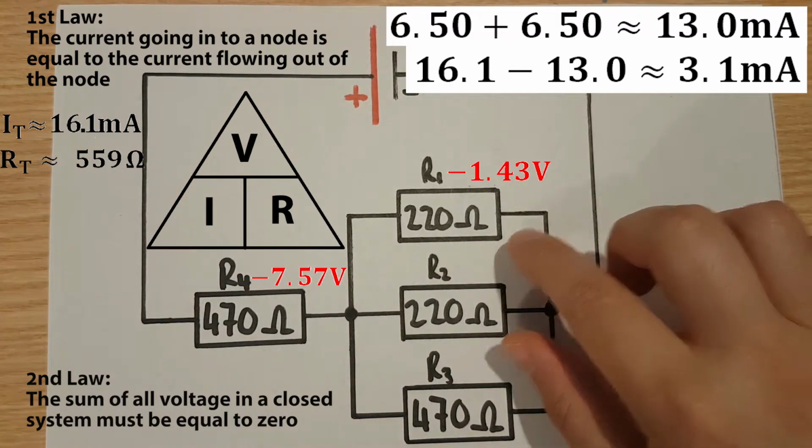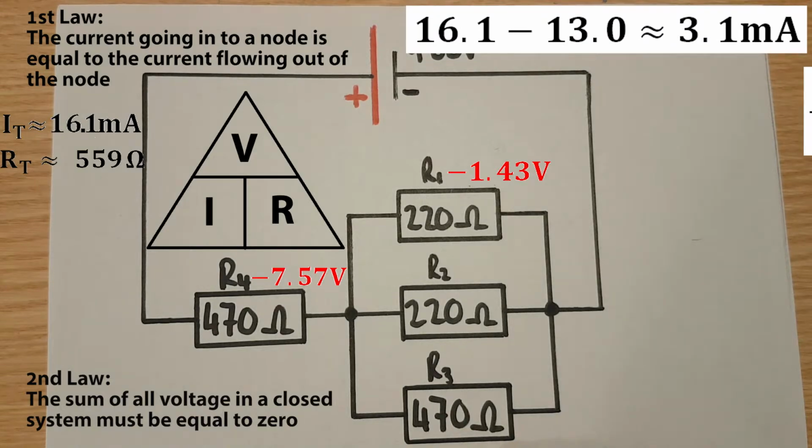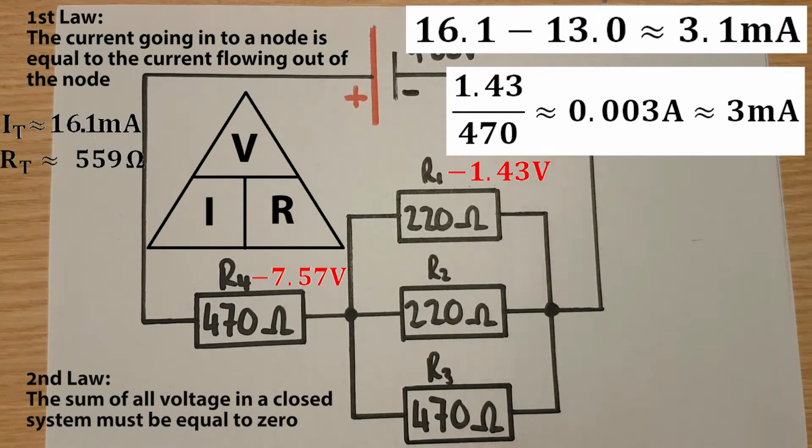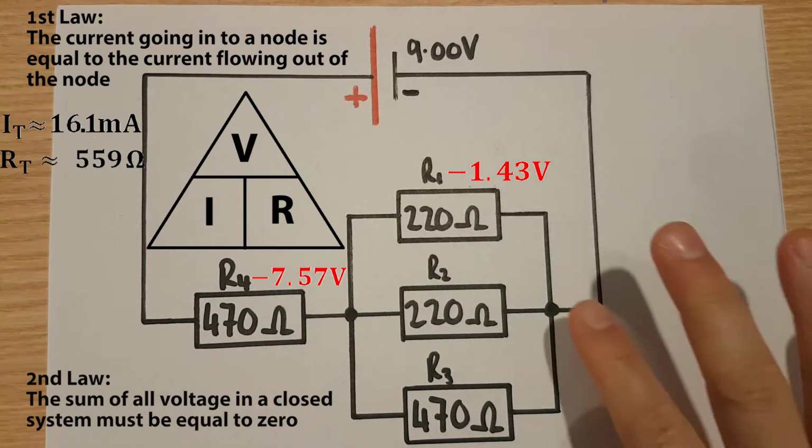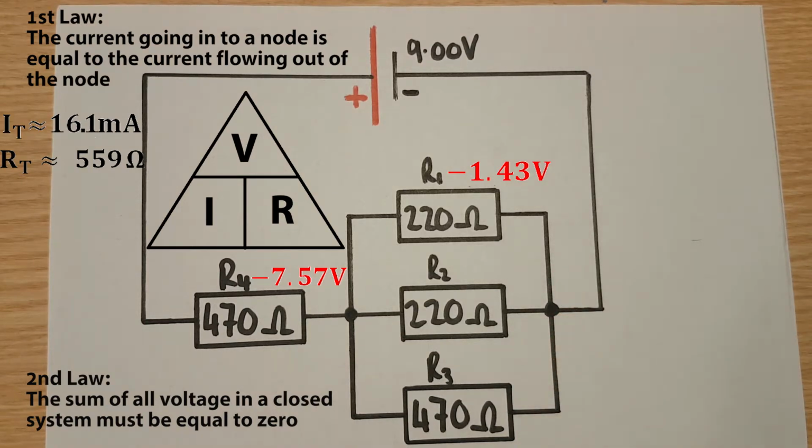the circuit. We can then go back and work this out just to confirm this is true, and if you take our 1.43 volts and divide it by 470 ohms, you will get 3 milliamps. But understanding that Kirchhoff's law states the current going in must equal the current coming out just makes it a lot easier for us to know where to apply each value.